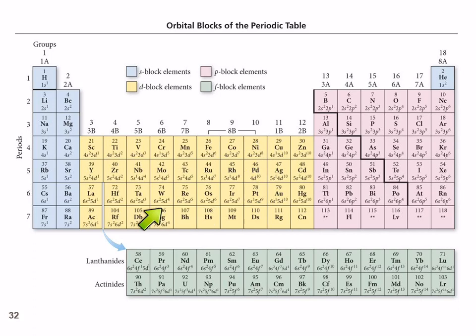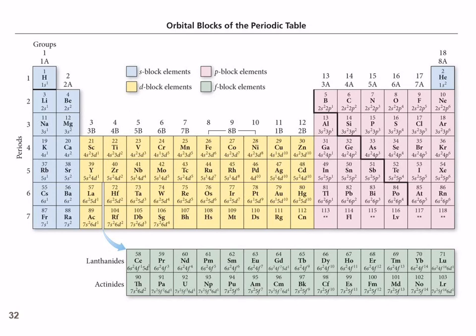This is the D block. How many electrons can the D subshell hold? 10, right? Look at this. 1, 2, 3, 4, 5, 6, 7, 8, 9, 10. This is F. 1, 2, 3, 4, and so on. 14. You don't want to listen to me count. It's all in there.